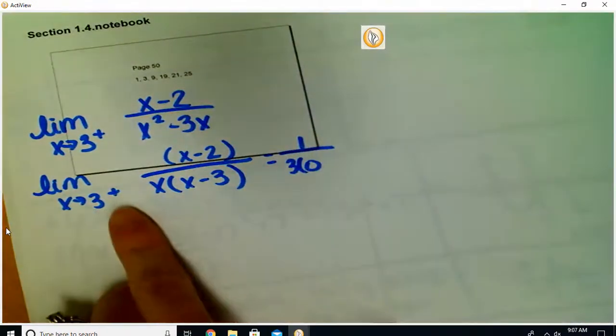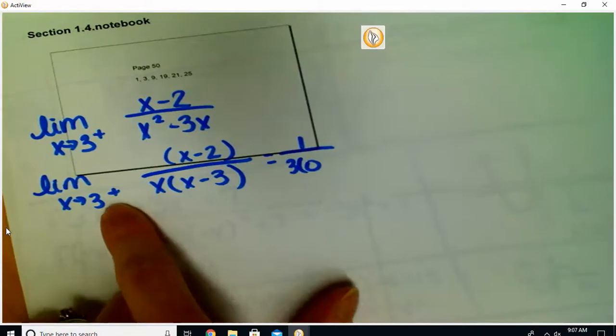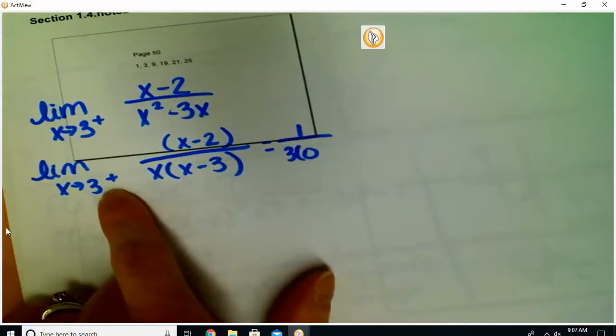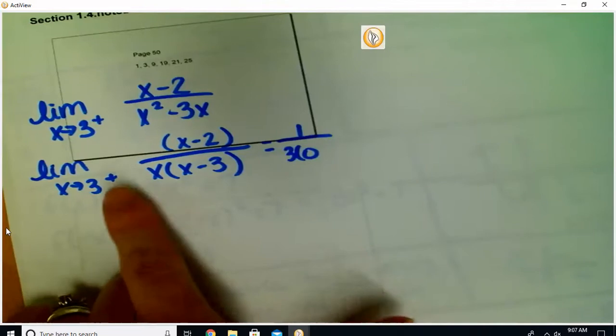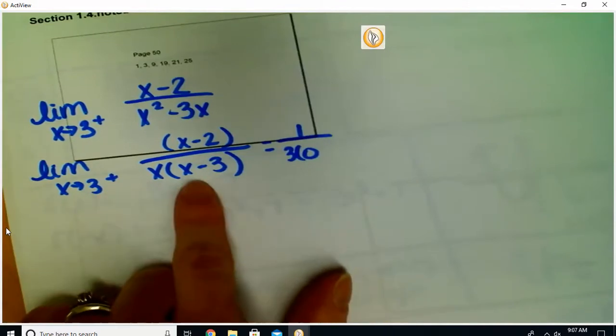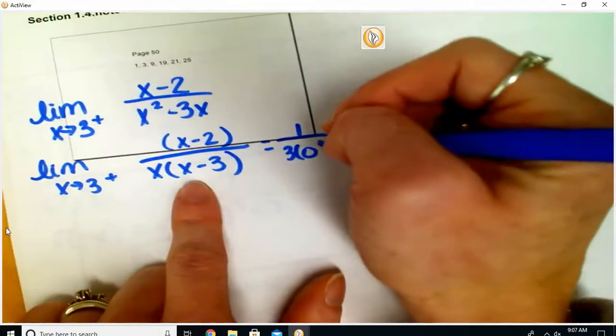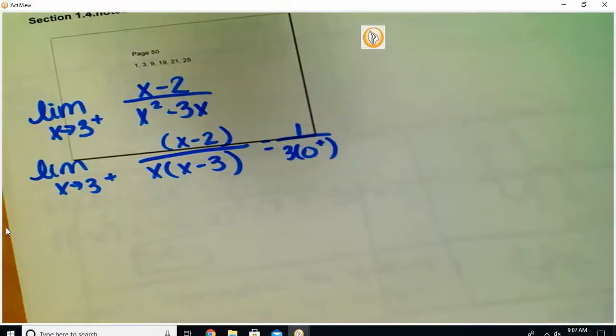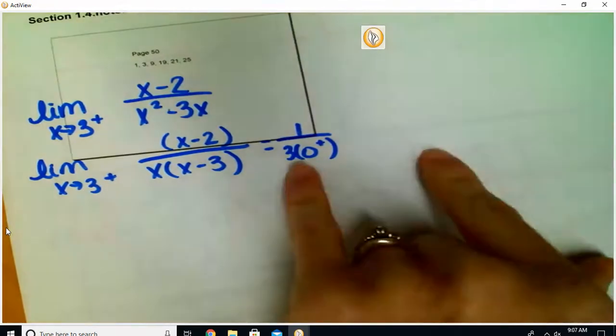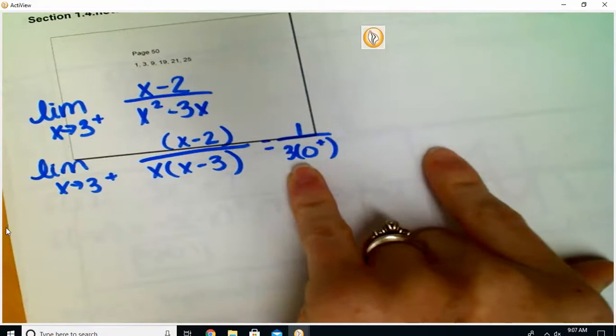But which way is it coming from? You're approaching 3 from the right, so you're putting in something bigger than 3. If you take a number bigger than 3 and you subtract 3 from it, do you get a positive or a negative answer? Positive. So it's approaching 0 from the right. Okay, so the top is just a number, and 3 times 0 is going to 0.